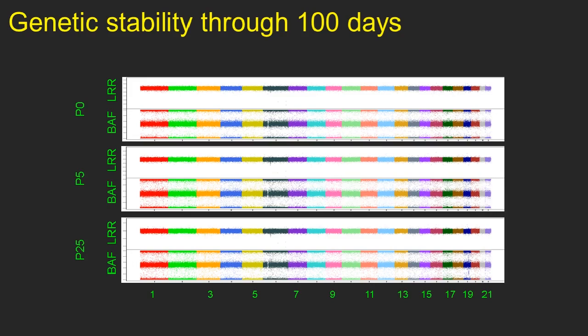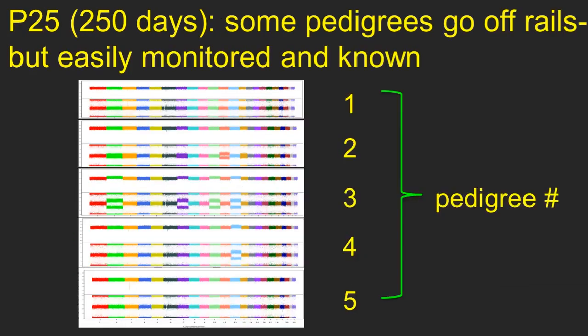The genetic stability through 100 days is pretty absolute. If you really push it to 250 days and do copy number variation, you can see some clones, for instance, clone 1 and 5 are pristine, whereas you can detect copy number variations in clones 2, 3, and 4. Now, the good news is some of them are extremely stable, but they're easily monitored and mitigated. But you would never need to go to this, but it says you can.